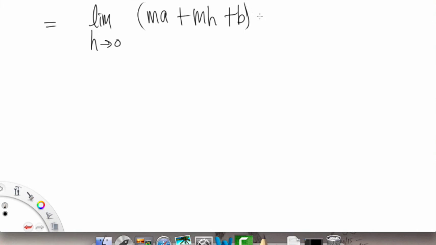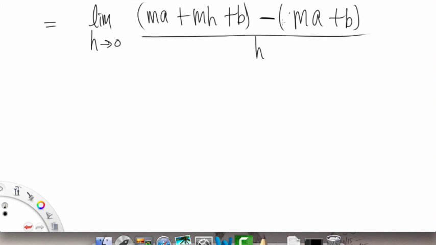All right, so now what we have is the limit as h goes to 0 still of, if we distribute, we get ma plus mh plus b. Okay, so that's for our first term there, our f of a plus h. And then this is subtracting m times a plus b. That was our f of a alone. And then we have an h on the bottom. Okay, so let's see what we can simplify here.